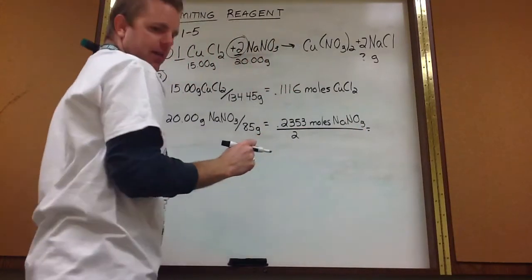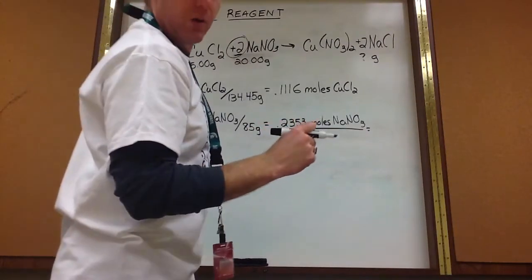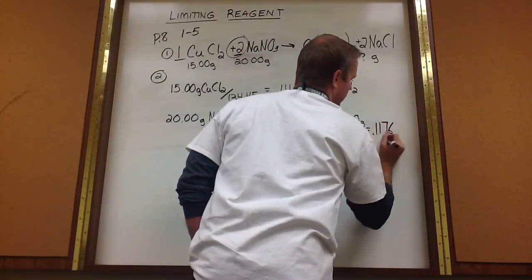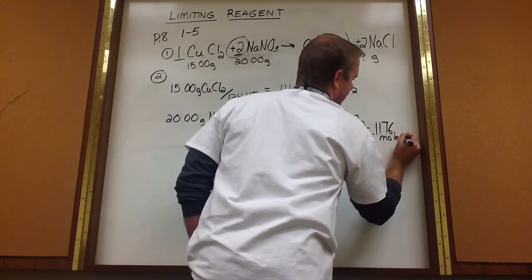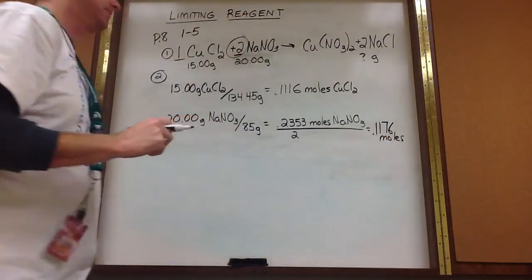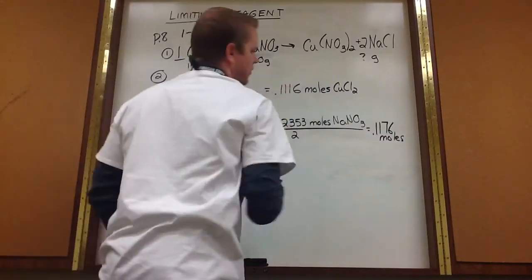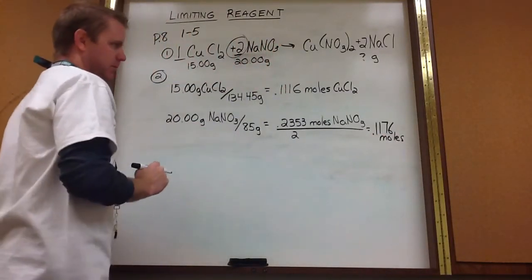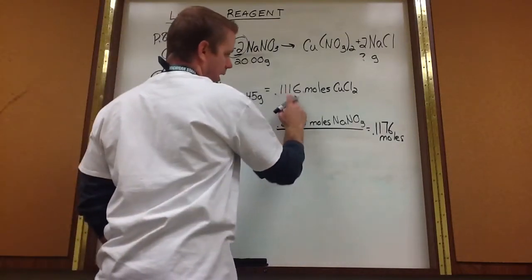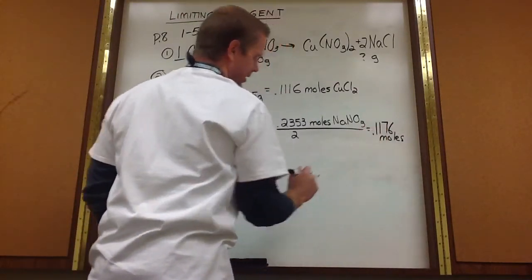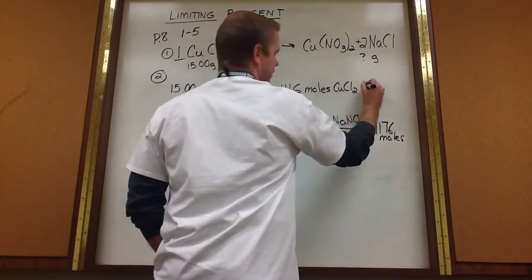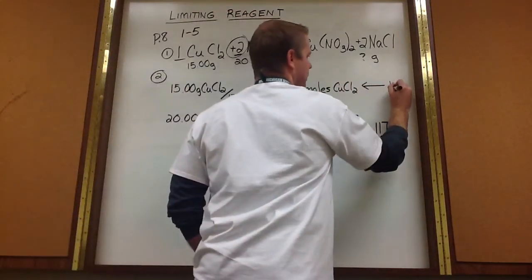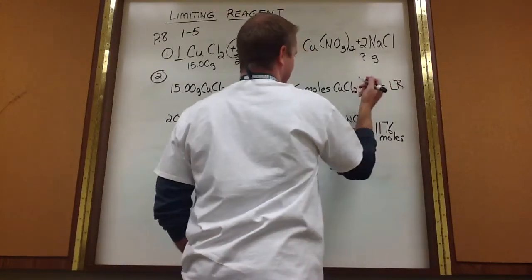And you get a number, and that number is 0.1176 moles. Now here's the question. 0.116, 0.1176, which one is smaller? Well, 0.111, 0.117. Therefore, the smaller one is this one right here, the CuCl2. Therefore, making it the limiting reagent.